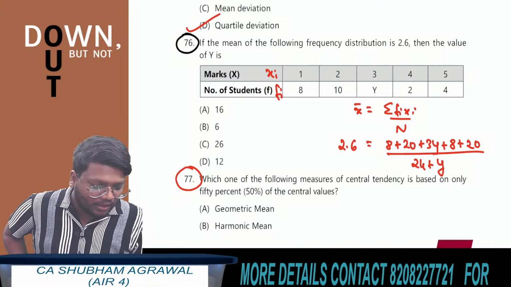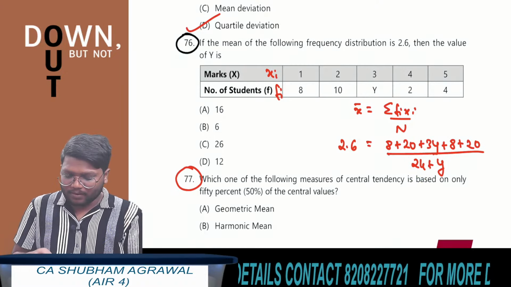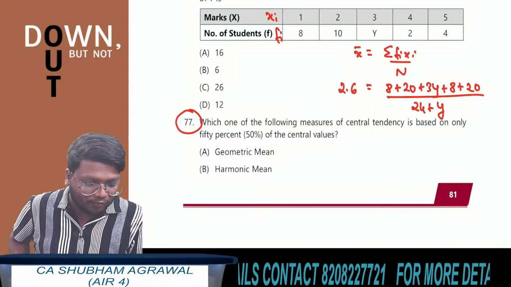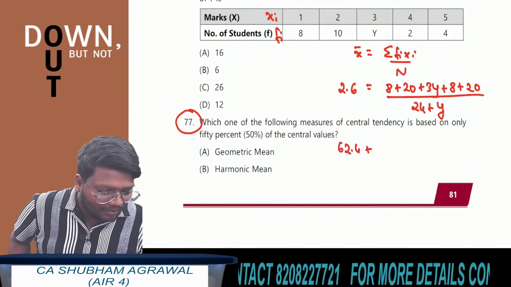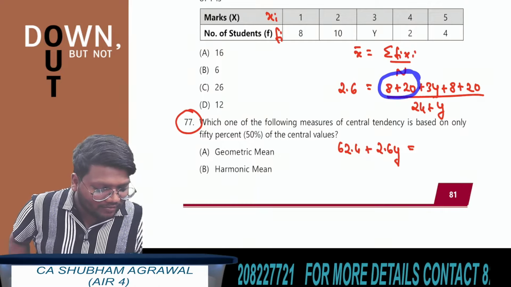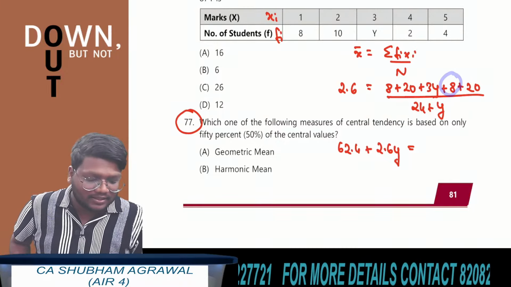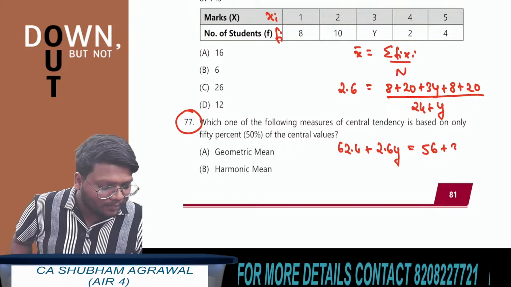Now do the cross multiplication. So 24 multiplied by 2.6. What are you getting? 62.4 plus y multiplied by 2.6 is 2.6y, equals to. Now 8 plus 20 is 28. 28 plus 8 is 36. 36 plus 20 is 56. 56 plus 3y.